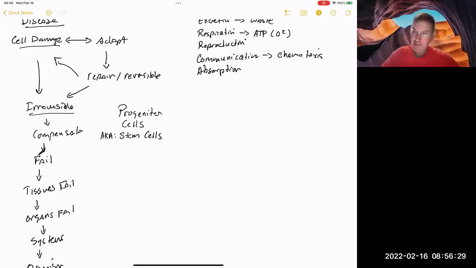And so what happens is these stem cells are dividing and they produce what are known as immature cells. And then different chemical signals act on those immature cells, and typically what they'll do is turn off and turn on genes.